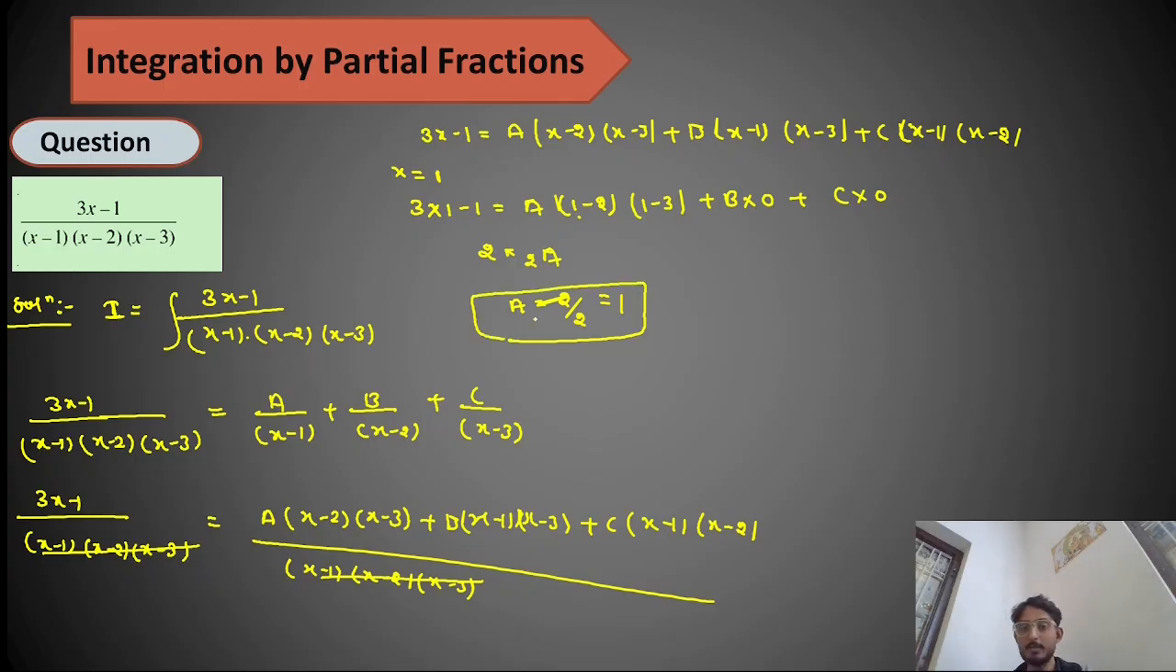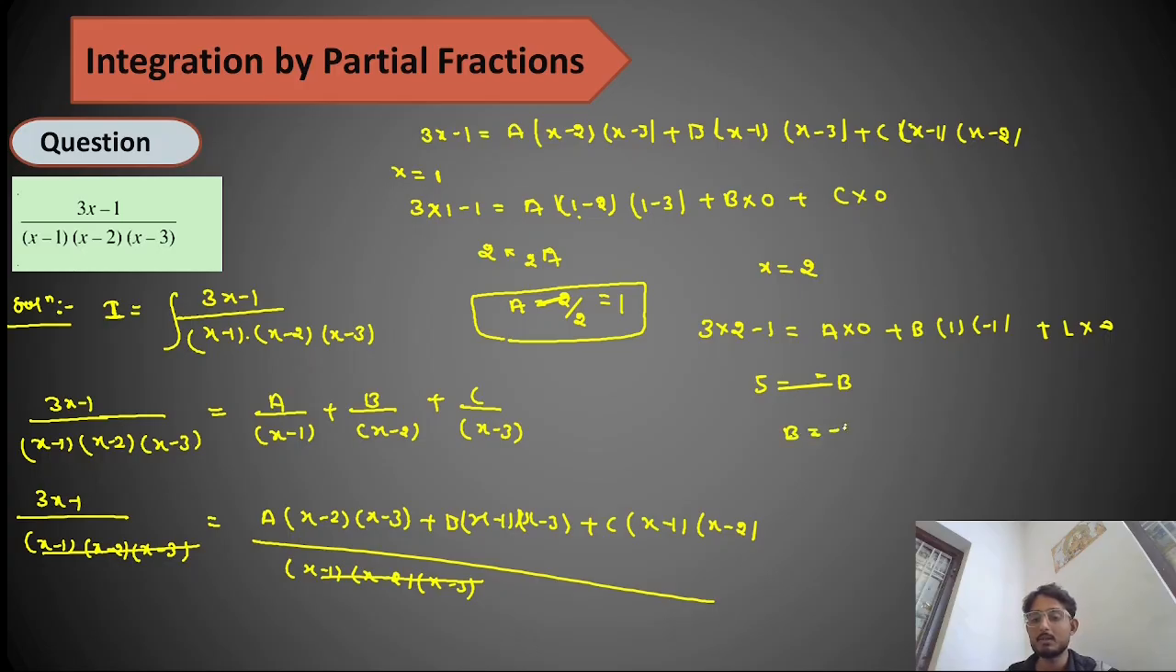Now you will try to find the value of B. So we will put x equal to 2. The A term with (2 minus 2) will be reduced, and the C term also will be reduced. So put x equal to 2: 3 into 2 minus 1. Here A into (2 minus 2) means 0, plus B into (2 minus 1), which is 1, and (2 minus 3), which is minus 1. Here also (2 minus 2) equals 0, so C into 0. 3 times 2 is 6, minus 1 is 5, equal to minus B. So B equals minus 5.